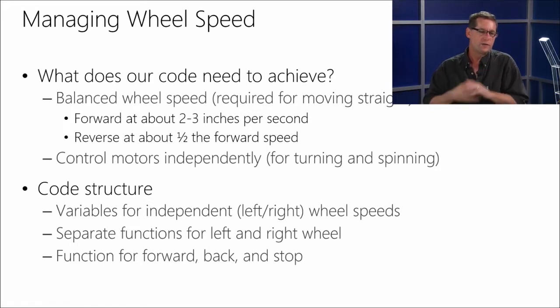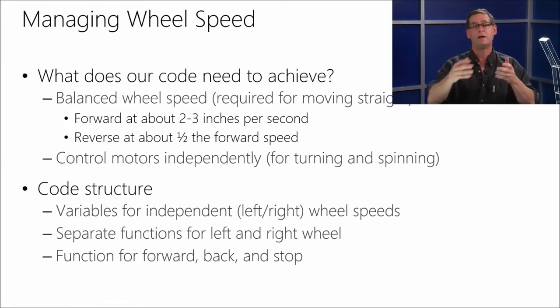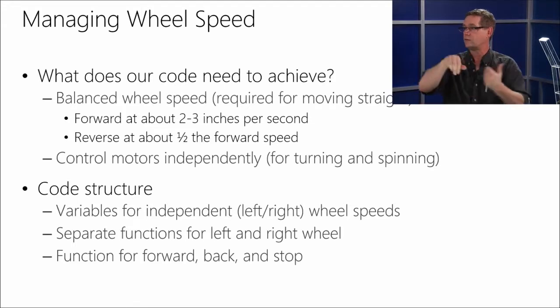So what do we want to do? We need to balance those. We're going to go forward a little bit faster, and we're going to go backwards. That's a personal choice. We need to be able to control the motors independently. So we want to balance the speed, but we also want to be able to have one wheel going faster than the other so that it does turn, or we could make one wheel go backwards while the other is going forward so that it spins in a circle, right? So those are the kinds of things we want with our wheels.